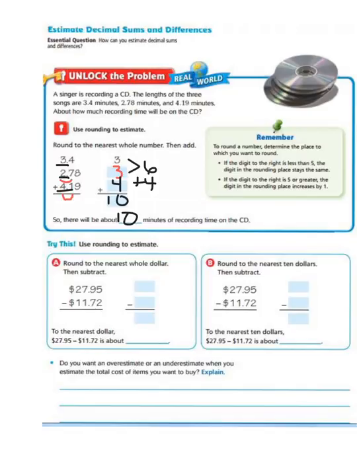Now, it says to try this, use rounding to estimate. Round to the nearest whole dollar, then subtract. So we're rounding to the nearest whole dollar, which means we are going to look at the number in the ones place value to the left of the decimal point. So when we look at the ones, we see that we are rounding our 7.